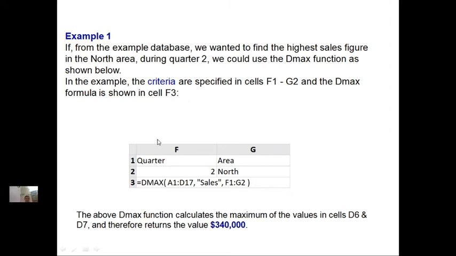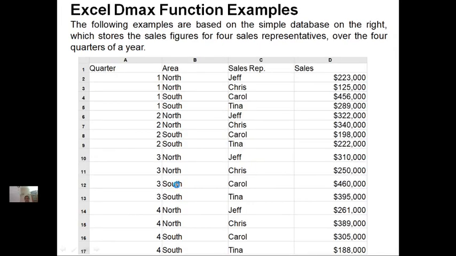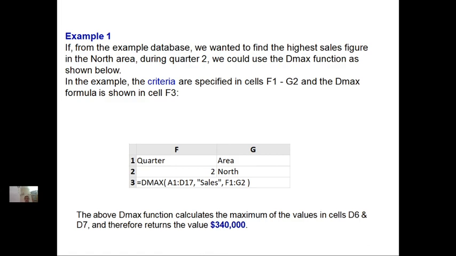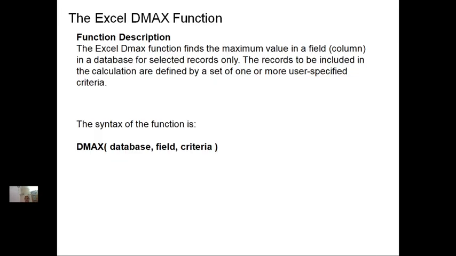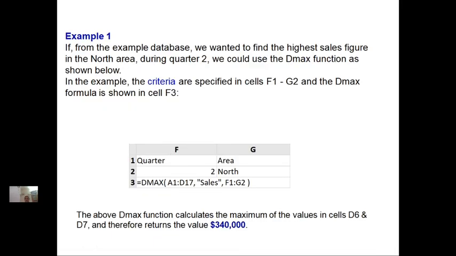Here the criteria specified is F1 to F2. He wants to find the highest sales figure in the north area during quarter 2, so the quarter is 2 and the area is north. Now, how is he writing the function? Equal to DMAX, which is nothing but the syntax. What is the database here? A1 colon D17. Next is field. What is the field? The field is sales.